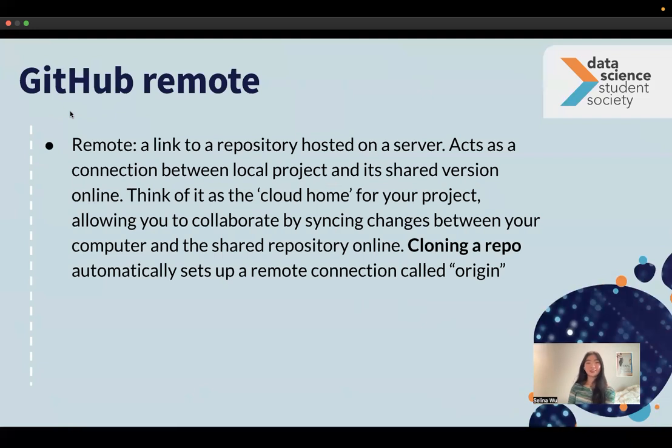So basically, GitHub introduces the concept of a remote, which is basically like a link to a repository that's hosted on a server. So when you have a repository that you find on GitHub, you can clone it so that this automatically sets a remote connection called origin. So basically, you can work on this repository locally on your own device without affecting the actual repository.